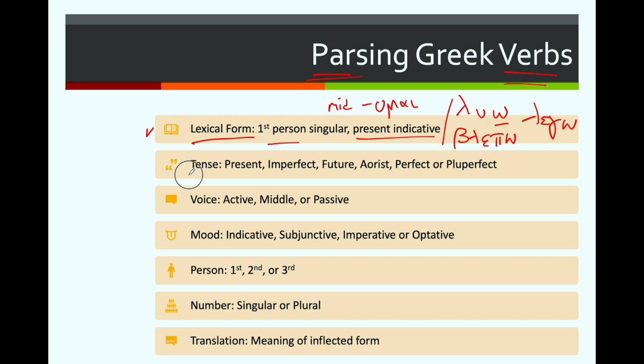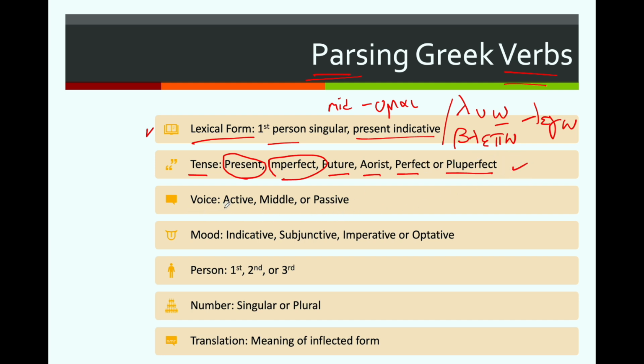Tense. We want to talk about the tense of the verbs. And for now, the present tense is going to be what you parse. So this week, if you write present for everything, when I quiz you on this, you'll get free marks. Present tense. But we will be learning the imperfect soon, and then the future, and then the aorist, and then the perfect and pluperfect. But those are the possibilities for tense or tense forms.